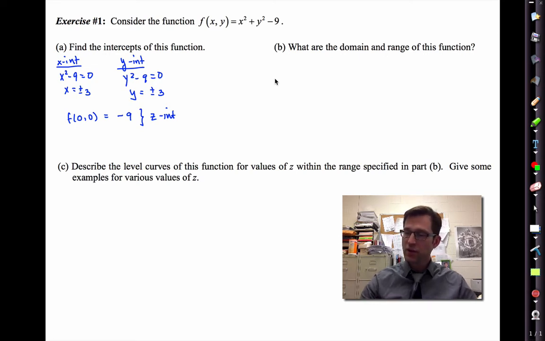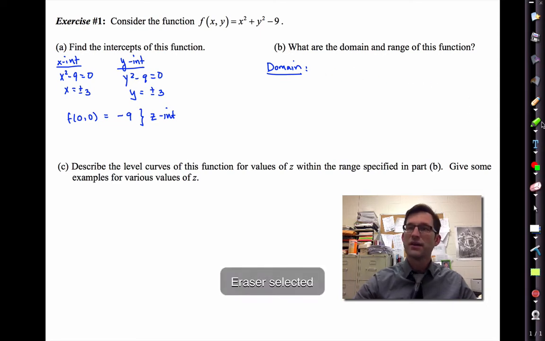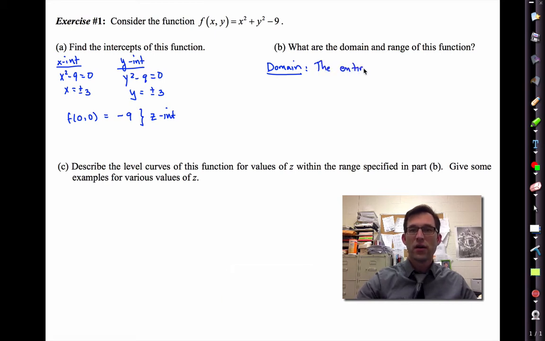All right, let's do it. The domain, remember, is an issue of both x and y. But there is absolutely no restriction. I can put any x or y value in. So the easiest thing to say is not "all real values," but the entire xy plane. In other words, if I do a real brief sketch of my x, y, and z, I can pick any point from my xy plane and it's going to give me a z value.